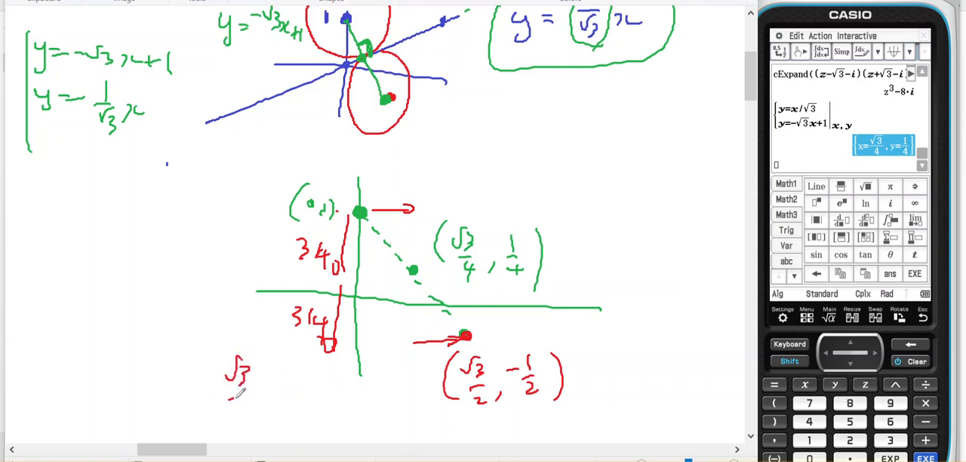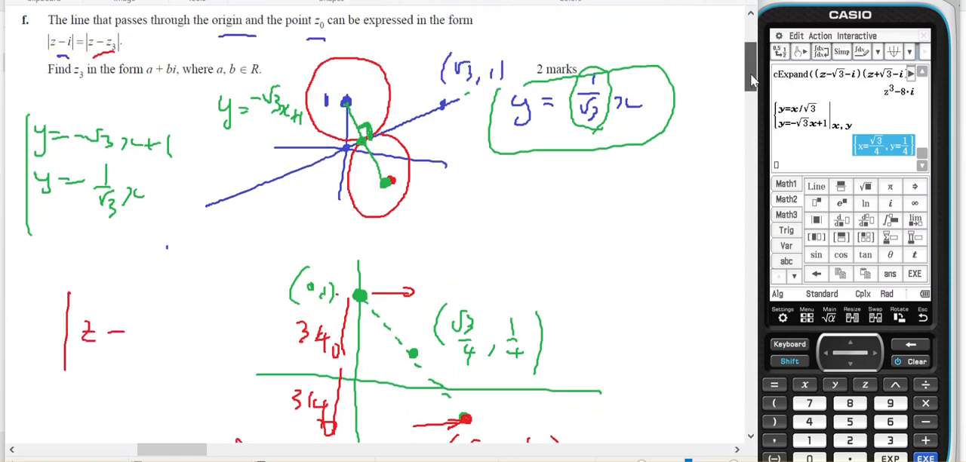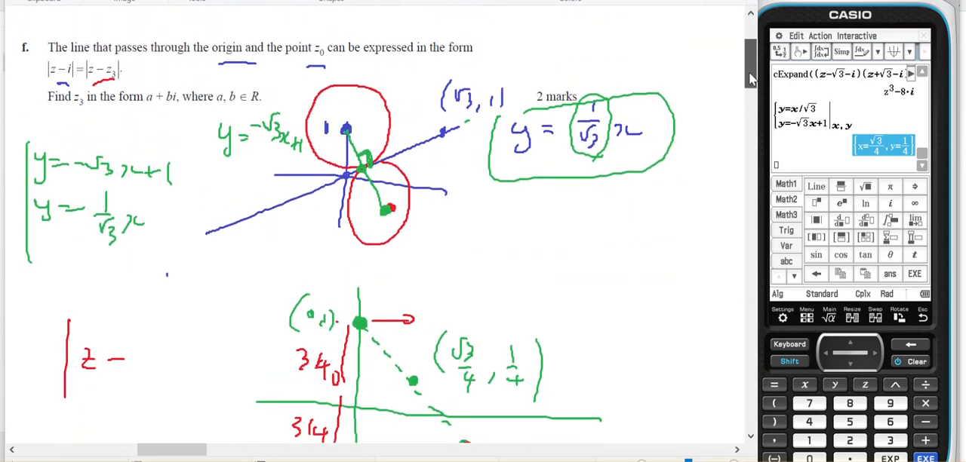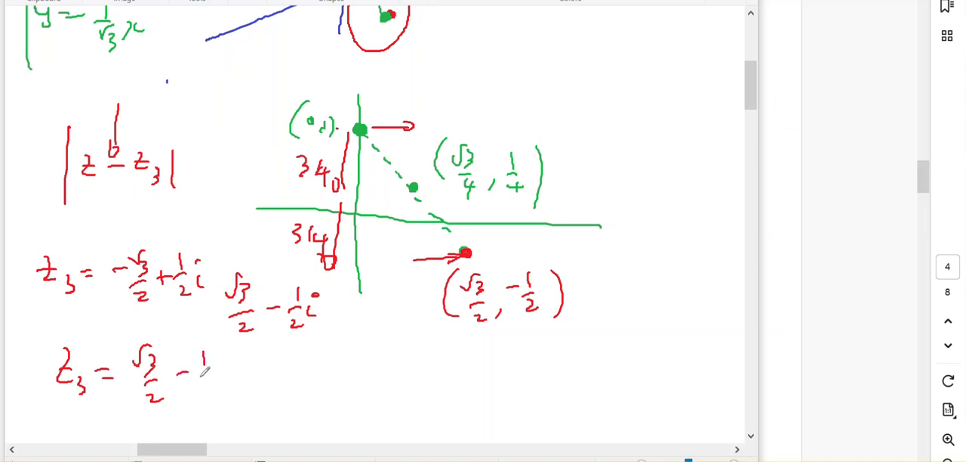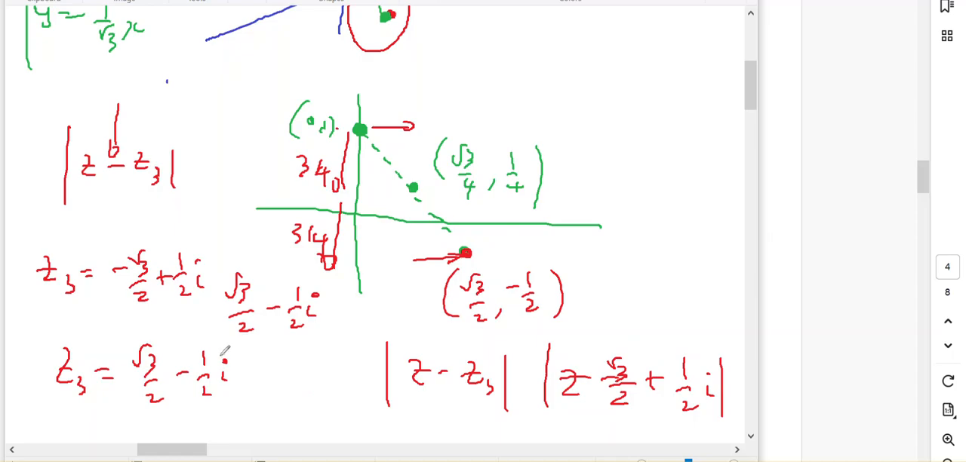So this point here represents root 3 on 2 minus 1/2 i. And if my second circle is z minus z3, that is root 3 on 2 minus 1/2 i, so that when we do z minus z3, it ends up being z minus 3 on 2, 3 on 2, which makes sense. I go to the right, and then I would plus 1/2 i, therefore I would go down. So that's my value.